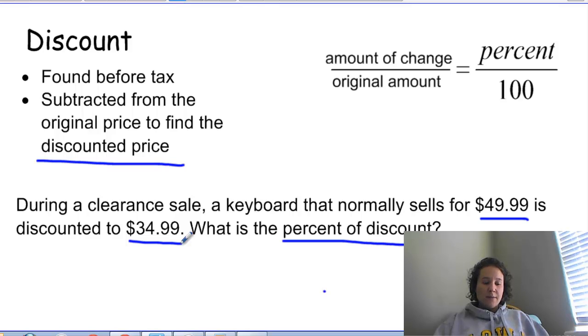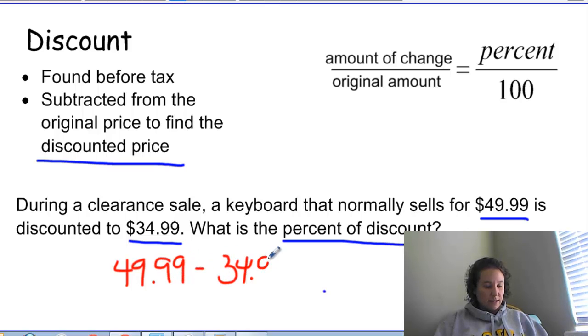So here, I'm going to do the amount of the change. How much did they take off? Put that over the original amount, the one that came first, and then find my percent. So if I want to know the amount of the change, I'm going to take, again, the difference between the two. $49.99 minus $34.99, and so that will be $15. So I'm getting a $15 discount.